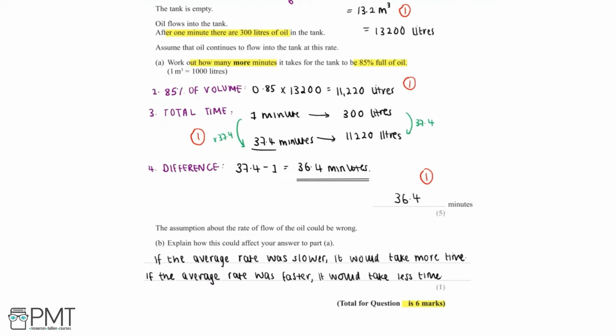Now in part B, we get 1 mark for a correct explanation by saying that if the average rate was slower, it would take more time, and if the average rate was faster, it would take less time. And so we've now achieved the full 6 marks needed in this question.